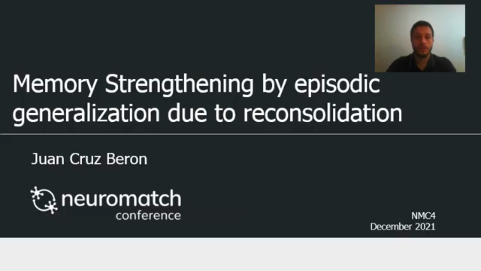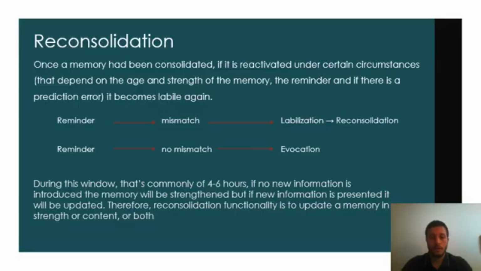Hello, my name is Juan Cruz Veron, and today I'm going to talk about memory strengthening by episodic generalization due to reconsolidation. For a quick review on reconsolidation: once a memory has been consolidated, if it is reactivated under certain circumstances, it can become labile again. If we present a reminder of this memory and then a mismatch or a prediction error to what the person remembers, this memory can become labile again, and it can be either updated in content or strengthened.